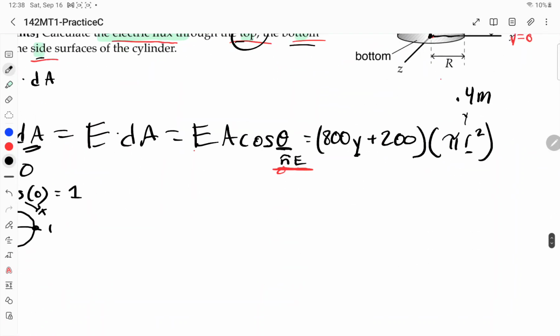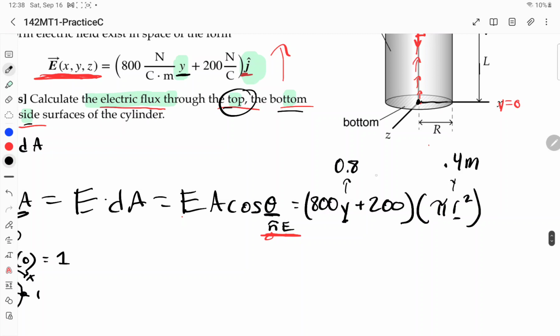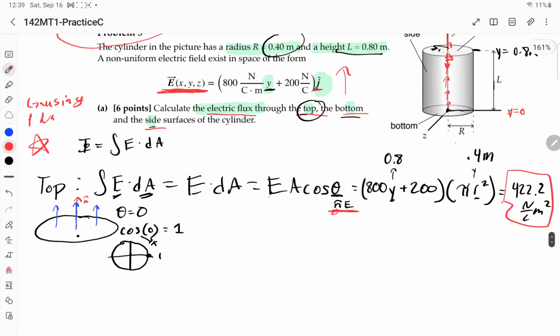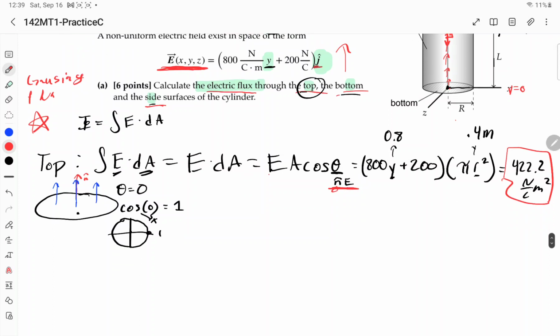So now we just plug and chug as we go, right? So now we know this is 0.8. And if you put that in your calculator, you're going to get a flux through the top surface of 422.2 newtons per coulomb meter squared. So we already have it for the top surface. Now we have to do the same thing with bottom and side, and hopefully we can do this a little quicker now that we understand the basic properties happening in this first equation.